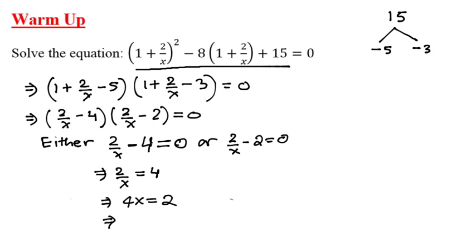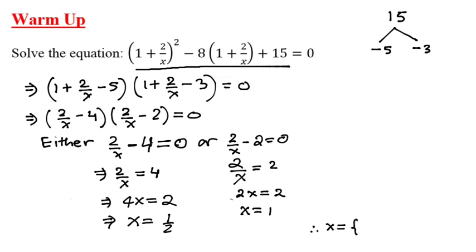And divide on both sides by 4, x equal to half. Similarly, from the second, if you add 2 on both sides, you get 2 over x equal to 2. Cross multiply, 2x equal to 2. And divide on both sides by 2, you get x equal to 1. So therefore, we obtain two values of x again: x equal to 1 over 2 and positive 1.